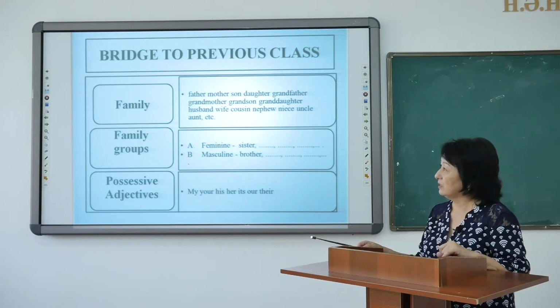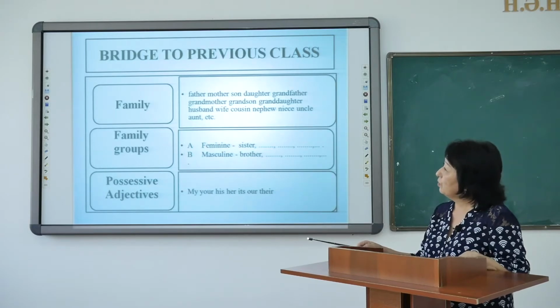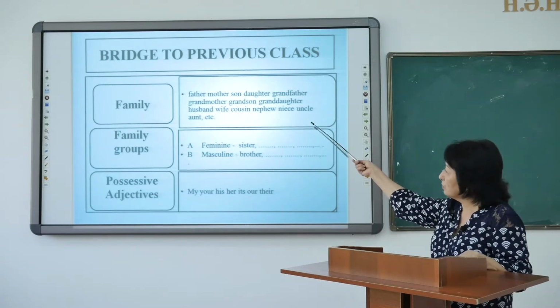And now let's get down to make a bridge to the previous class. I told you that we'll consider the family and family network and look through. So we learned such topics as family, and here you have the words covering this topic.